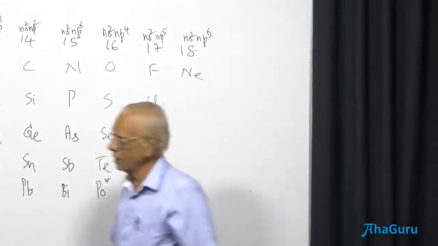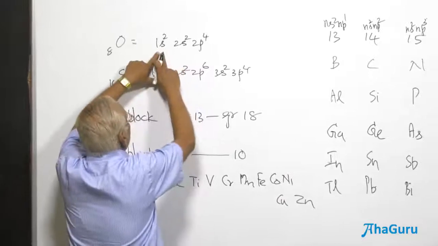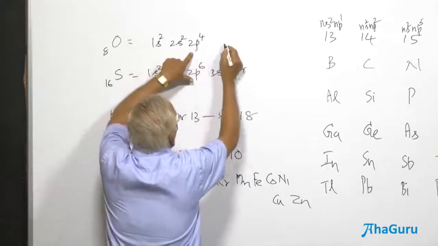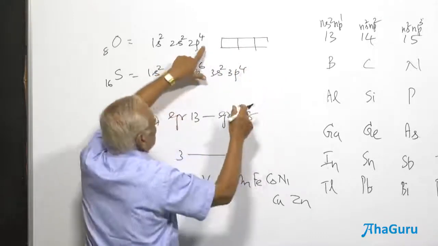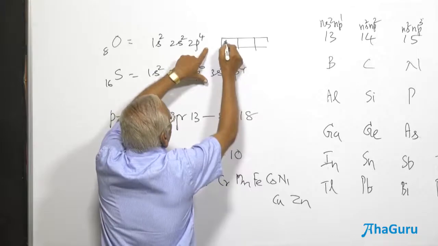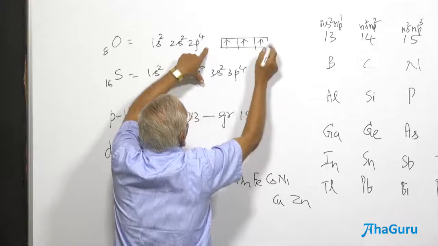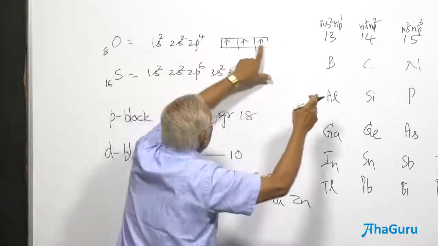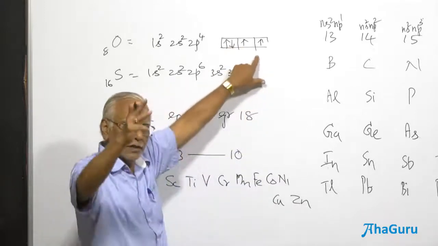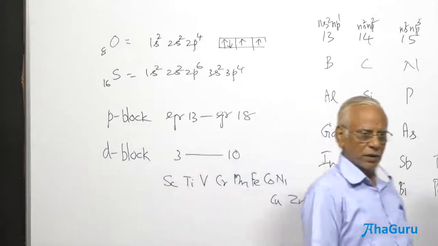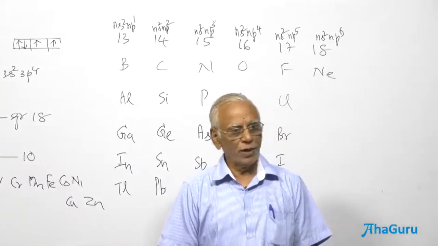Now tell me. Oxygen is going to be 2p4. For the p orbitals we have px, py and pz. Of the 4 electrons, each one goes and occupies one orbital, and the 4th one can pair with any one of them. Therefore, we say there are 2 unpaired electrons, making use of the Aufbau principle and Hund's rule.